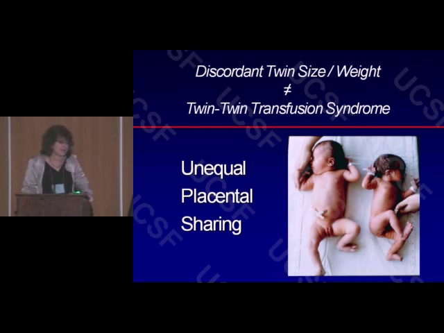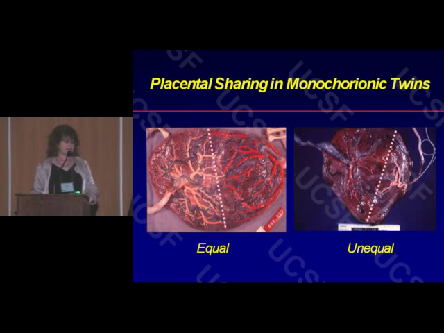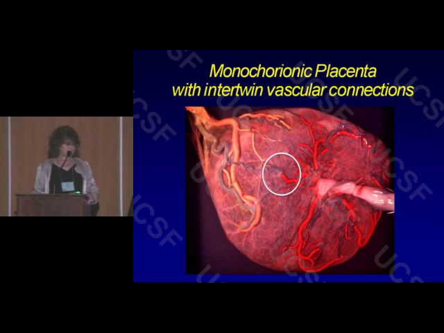Discordant size, weights of the monochorionic twins is not synonymous with twin-twin transfusion syndrome, and we refer to this as unequal placental sharing. It comes from understanding the placental anatomy. On your left is a monochorionic twin pair where the cord insertions are on either side of that placental pie, and the dividing line is down the middle. But on your right, this placenta is unequally shared, one twin with a central cord and one with a velamentous cord. And it's no surprise that the twin growing from a third of this placenta won't be as big.